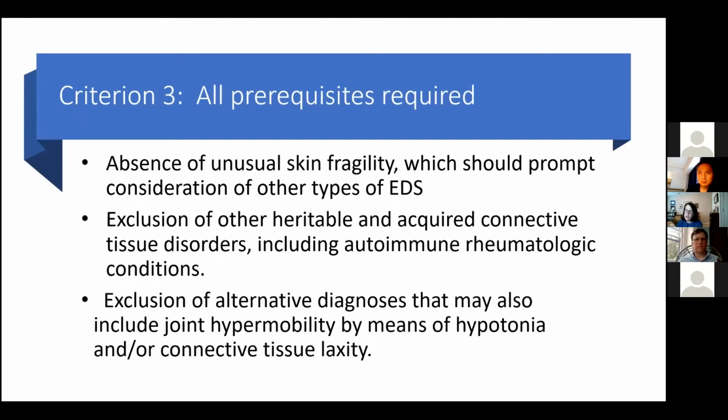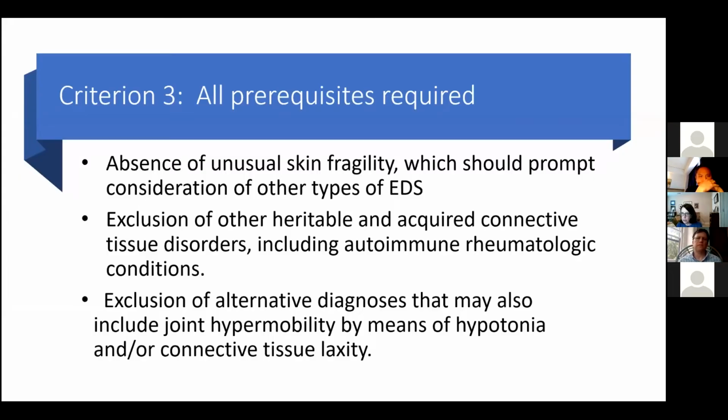And then criterion 3 basically says that we have done our due diligence and we have excluded all other items in our differential diagnosis. We've really thought carefully. We've asked about other heritable and acquired connective tissue disorders, and the exclusion of alternative diagnoses that may also include joint hypermobility because they cause either hypotonia or connective tissue laxity.